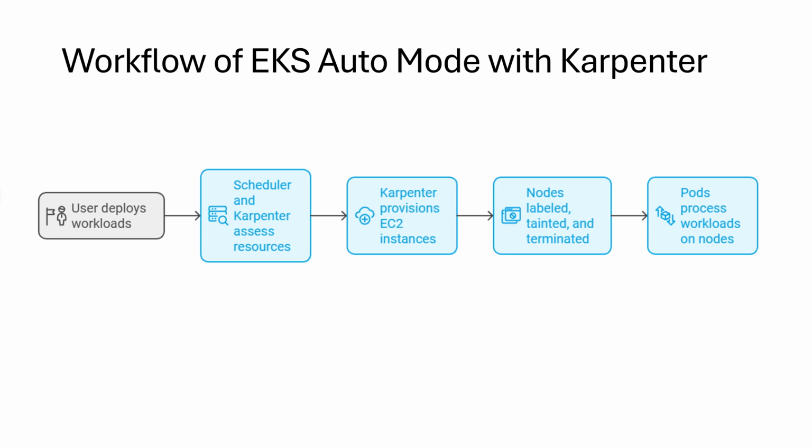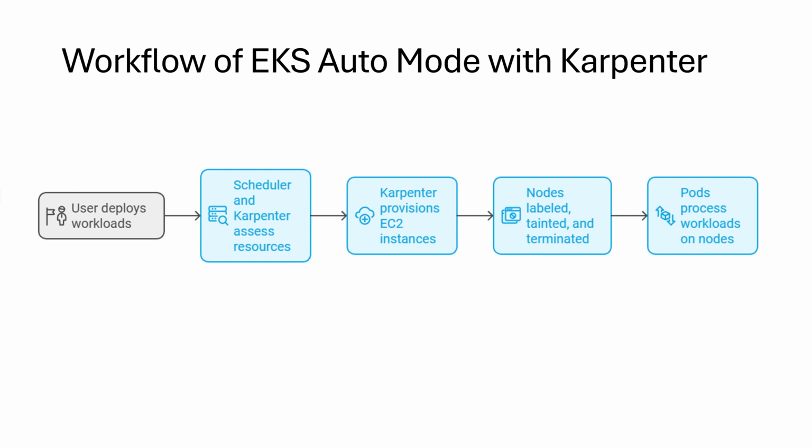It provisions the EC2 instances that best fit the resource requirements, for example a GPU for ML workloads and high memory for databases. Node management: nodes are automatically labeled and tagged to match the workloads, and unused nodes are gracefully terminated to reduce the cost. And application execution: finally, the pods are placed on the new worker nodes, and they ensure that they are available and start the process on the workloads.